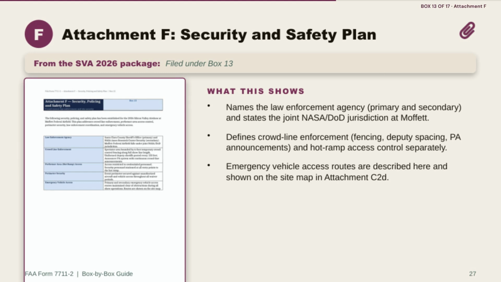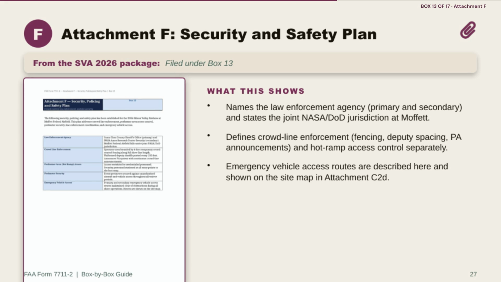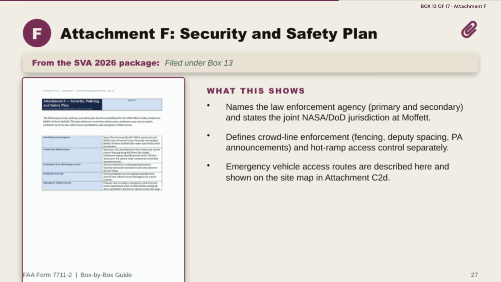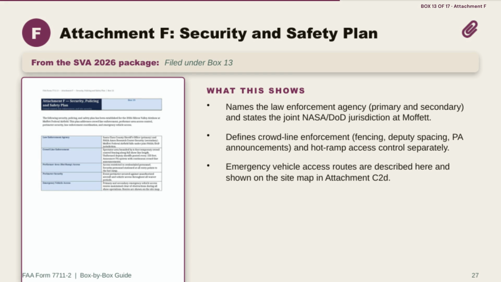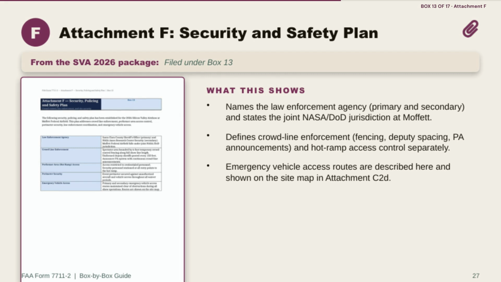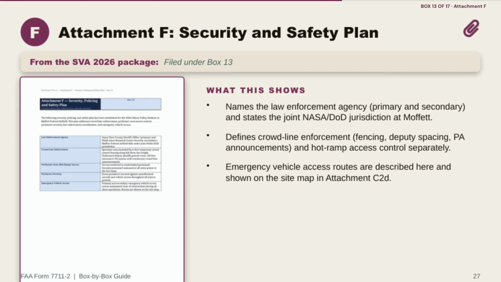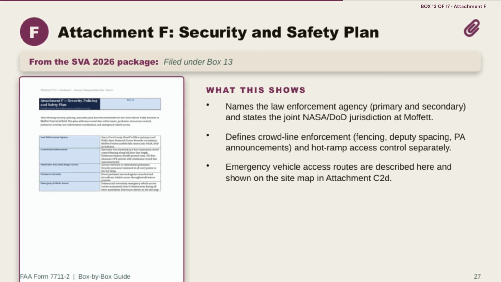Attachment F is the full security and safety plan supporting Item 13, filed under Box 13. It names both the primary and secondary law enforcement agencies, and in this case explicitly states the joint NASA and Department of Defense jurisdiction that applies at Moffett Federal Airfield, a detail that wouldn't be obvious from the form alone. The plan defines crowd line enforcement, covering fencing, deputy spacing, and PA announcements, and it addresses hot ramp access control as a completely separate concern from crowd control, since those are different security problems with different failure modes.